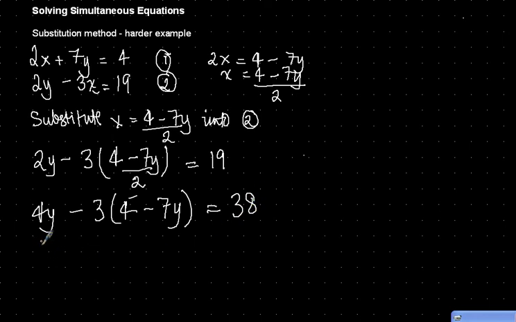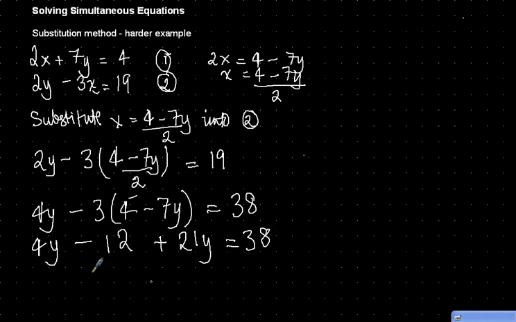The next step will be to remove the brackets from the middle term. So now we have 4y minus 3 multiplied by 4 is 12, and negative 3 multiplied by negative 7y gives me positive 21y. You need to be careful there because there are two negatives being multiplied together. And I have equals 38.